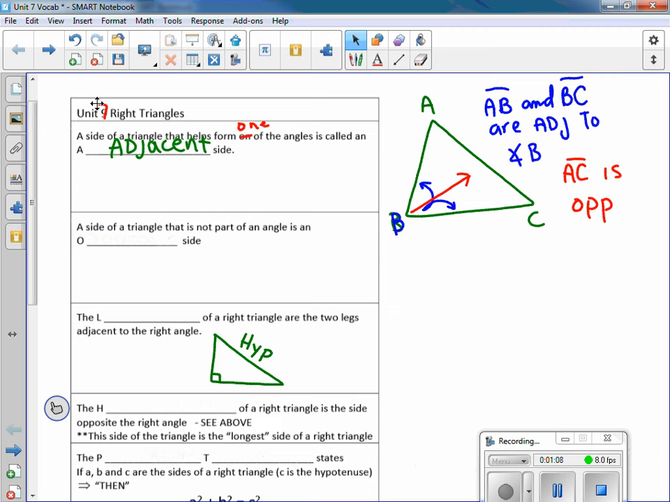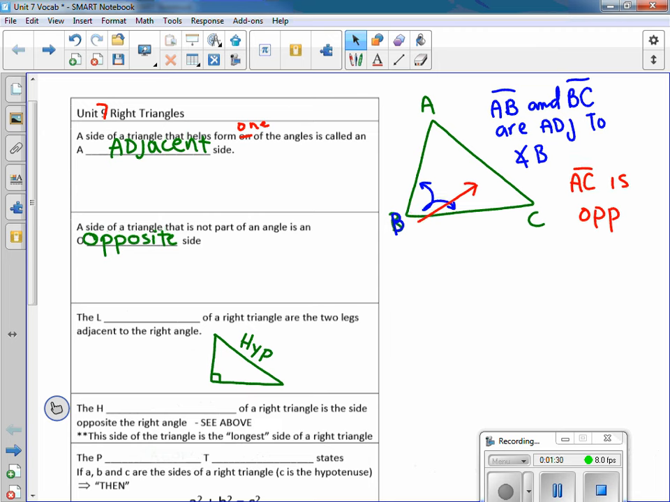AC, on the other hand, does not have anything to do with forming the angle B. It actually is opposite it. That's going to be our next word. Now keep in mind, one of the things I look at is you can tell that AB and BC form the angle B is because B is in the name. But look at angle C or side C, AC. AC has nothing to do with B. It's across from it. It has nothing to do with forming it. Let's move on.